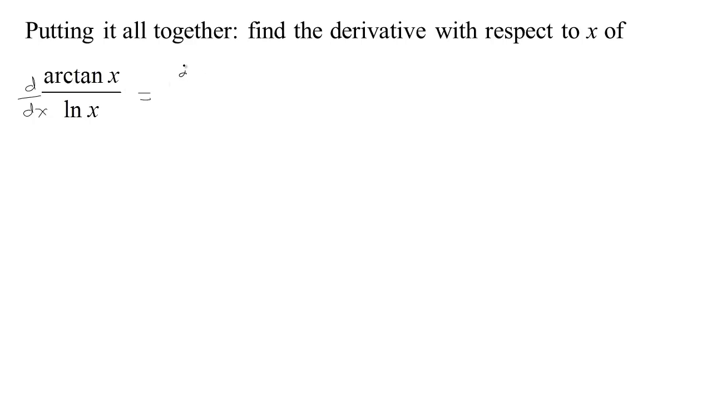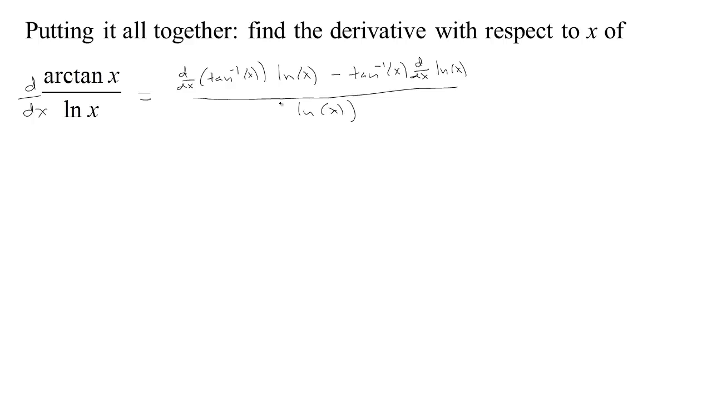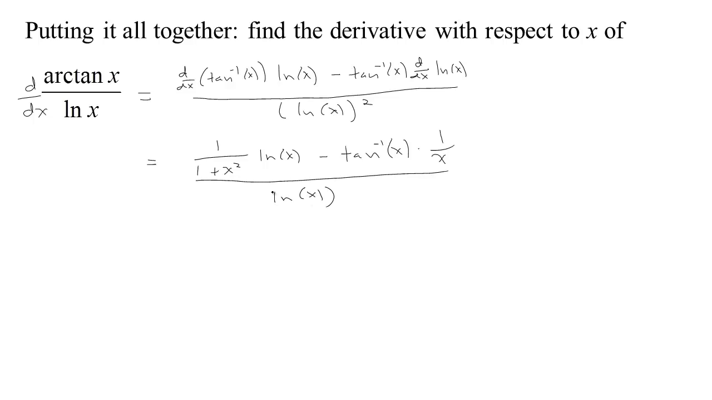Of course, the first thing we see is that we're dealing with a quotient. So for a quotient, you take the derivative of the top times the bottom minus the top, which is the arctan in this case, times the derivative of the bottom, all over the bottom squared. So the natural log of x, all squared. And then we just follow the rules that we had. The derivative of the arctan is 1 over 1 plus x squared, times the natural log of x, minus the arctan of x times the derivative of the natural log, which is 1 over x, all over the natural log squared.